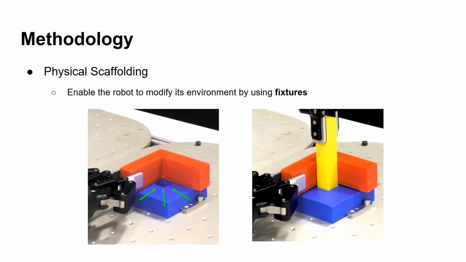Inspired by the human scaffolding learning principle, they have used physical scaffolding to learn robotic manipulation tasks. It will enable the robot to modify its environment by placing the fixtures automatically. As shown in the figure, when the fixture is placed, the peg insertion task suddenly becomes easy to not only execute but also to learn because some robot motion directions have been restricted by the fixture.